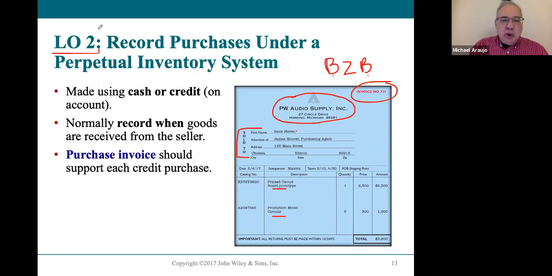Learning objective 2 is going to look at this transaction from the buyer's perspective, okay? Which in this case is, how does SOC Stereo look at this transaction? And we're going to be doing the books for SOC Stereo. Learning objective 3, the next one, talks about the same invoice, but from the seller's perspective, PW Audio.